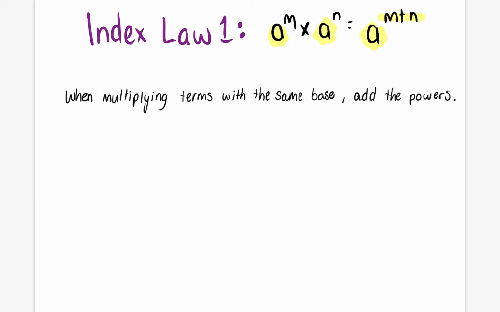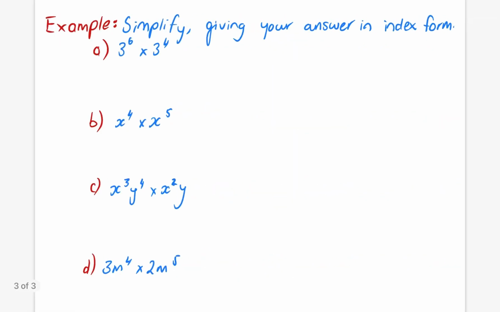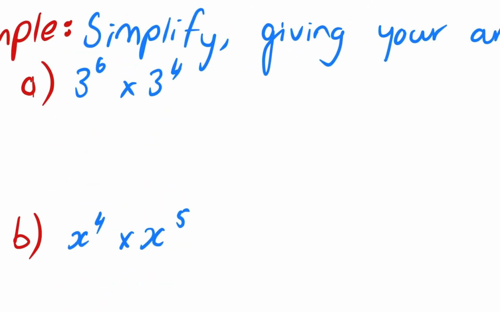So if we do a very quick example of what this looks like, I've got 4 different examples here. One where we've got a number as the base, one with a pronumeral as the base, and then one that's mixed. So if we look at our first one, we've got 3 to the power of 6 times 3 to the power of 4.